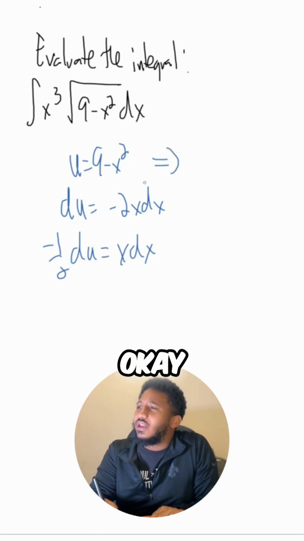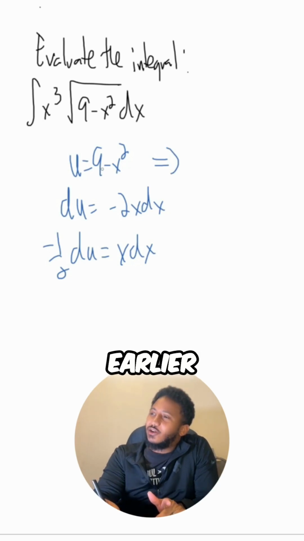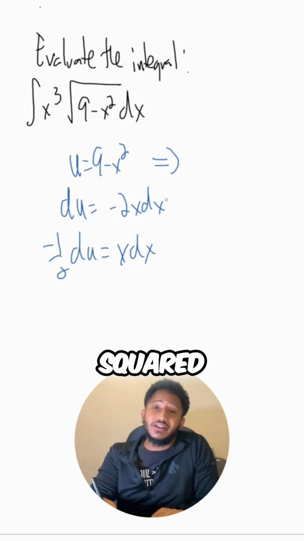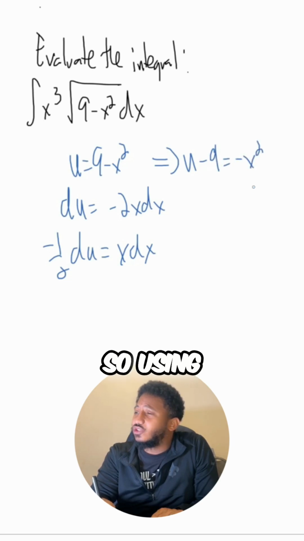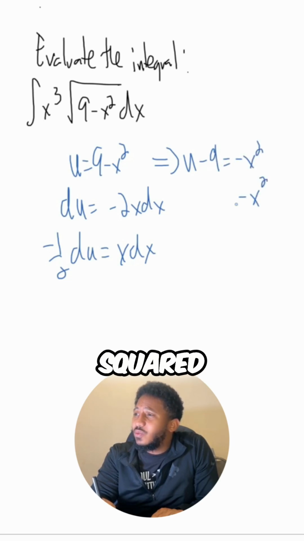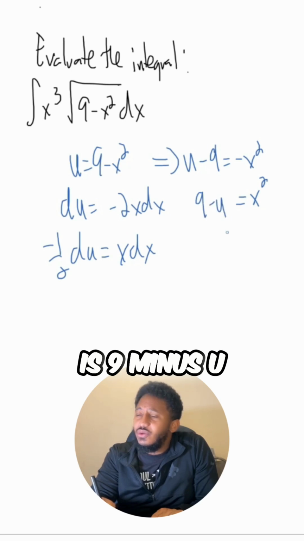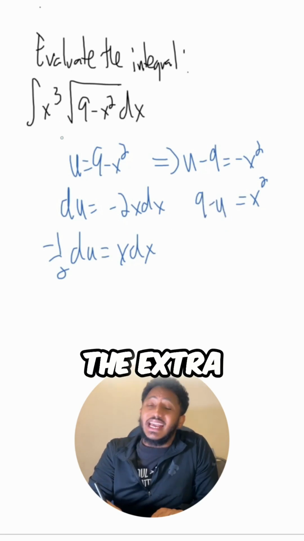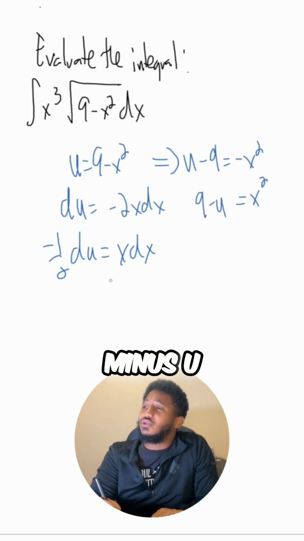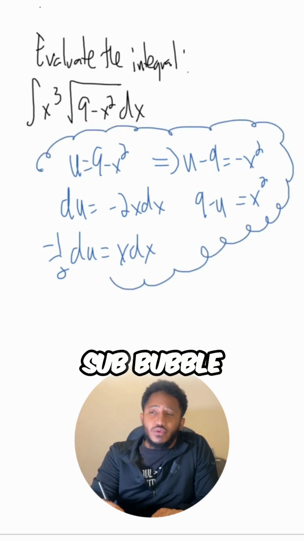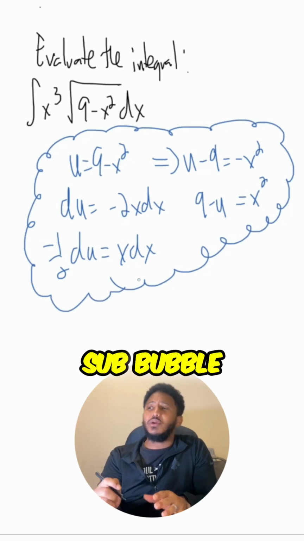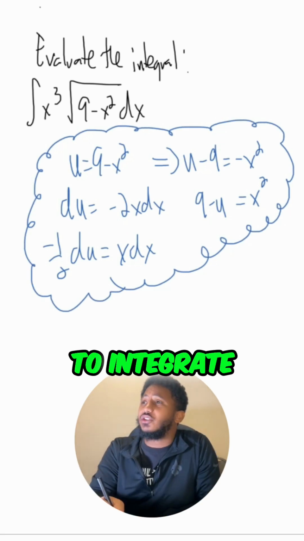So let's say, okay, well, using what we said earlier, we know that u is 9 minus x squared. Then u minus 9 equals negative x squared. So using that, we get x squared is 9 minus u. Okay. So for the x squared, the extra part there, we'll put 9 minus u. So here's our sub bubble. I call it a subble. Okay. Here's our subble there, the stuff we'll use to integrate this.